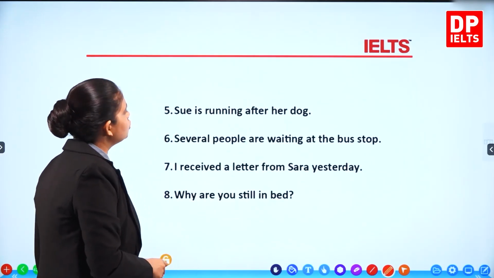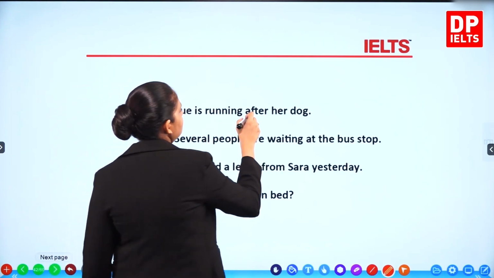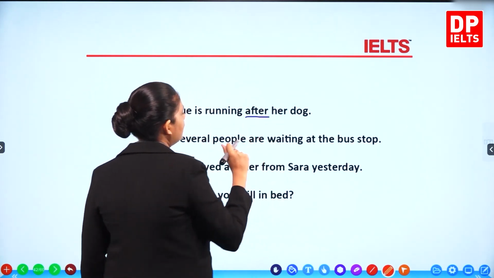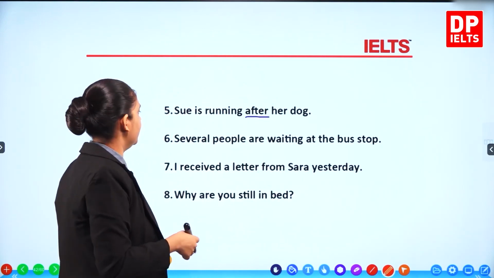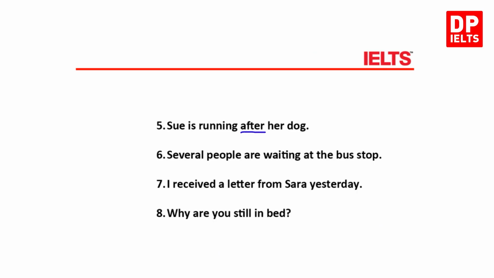Next one. She is running after her dog. So, where is she running? After. Okay? Sue தன்னுடைய நாய்க்கு பின்னாடி ஓடி போறா, or நாயை தொடர்ந்து இவ ஓடி போறா. Right? After. பின்னாடி, தொடர்ந்து, அதுக்கப்புறம் இந்த மாதிரி விஷயங்களை குறிக்கும்.